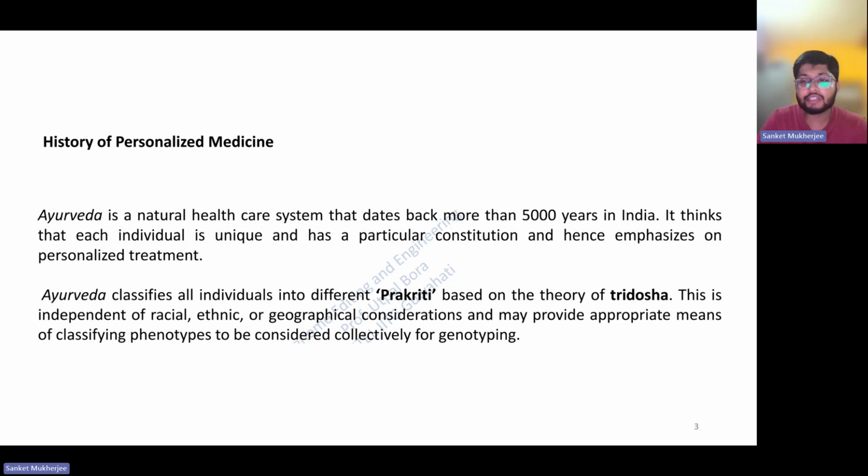Let's talk about the history of personalized medicine in India. Ayurveda is a national healthcare system that dates back more than 5,000 years in India. It thinks that each individual is unique and has a particular constitution, and hence emphasizes personalized treatment. Ayurveda classifies all individuals into different prakriti based on the theory of three dosha. This is independent of racial, ethnic, or geographical considerations and may provide appropriate means of classifying phenotypes to be considered collectively for genotyping.